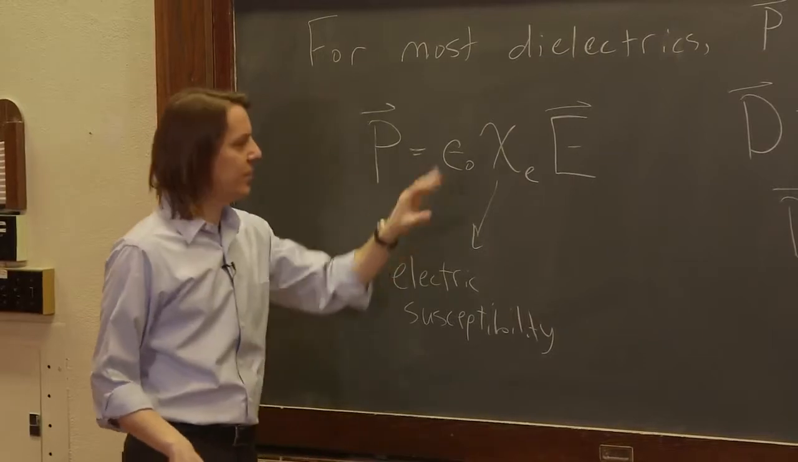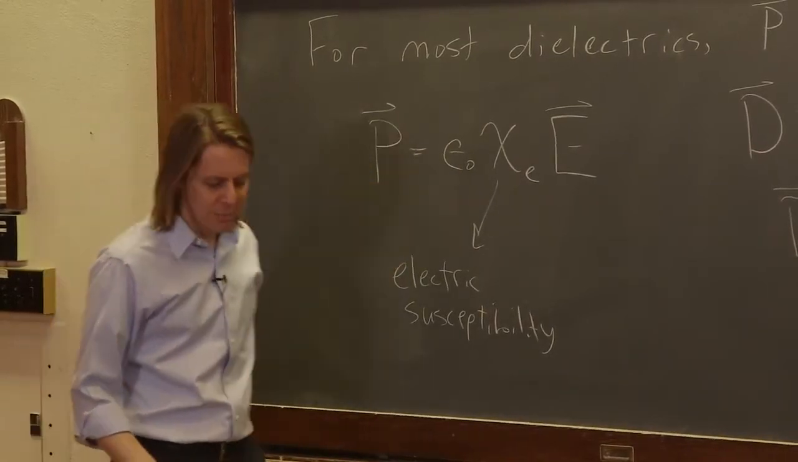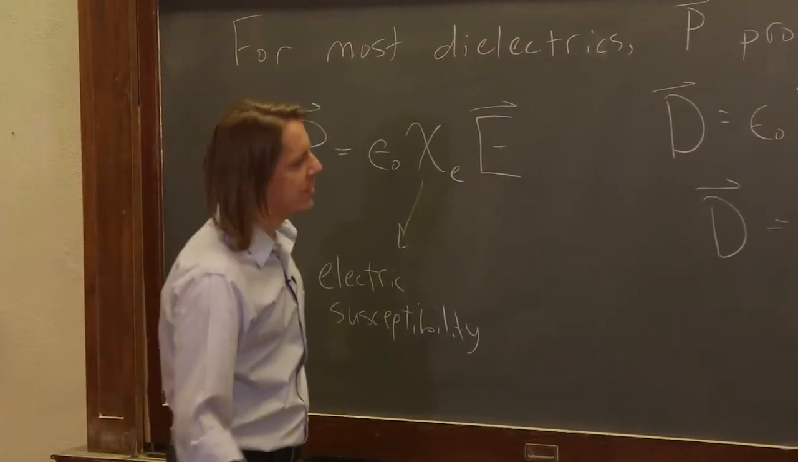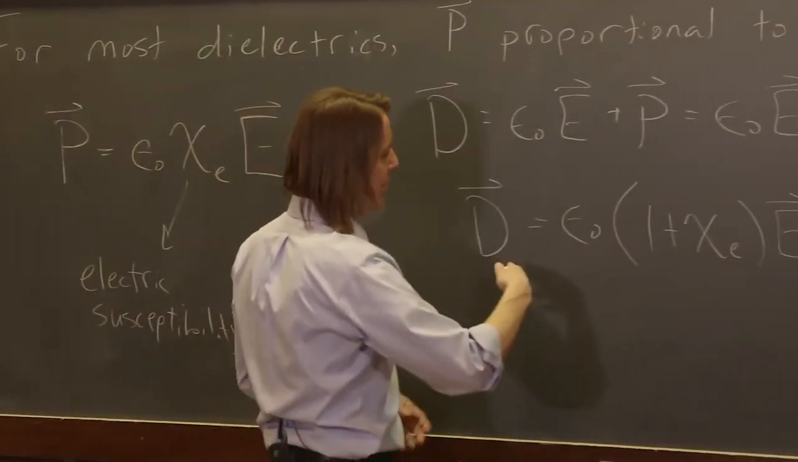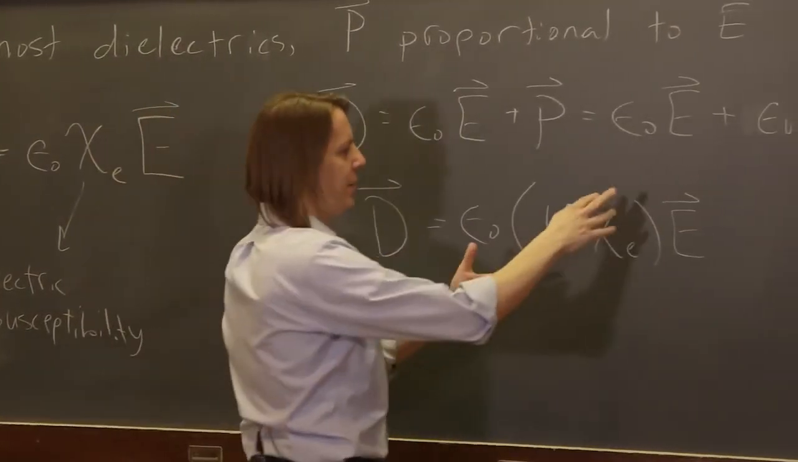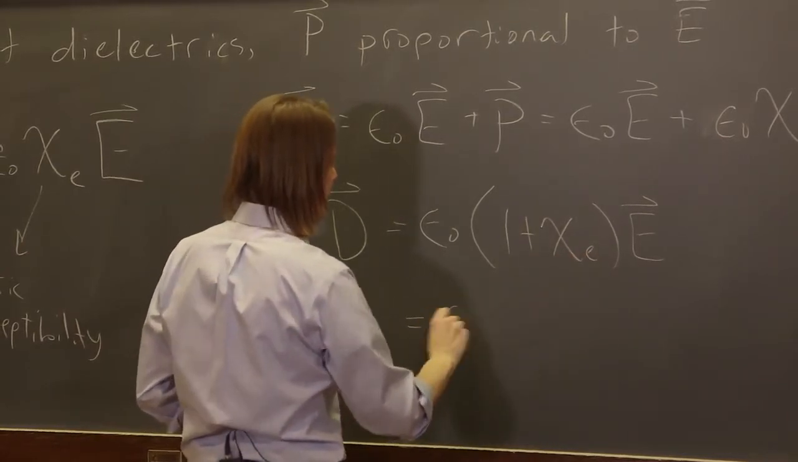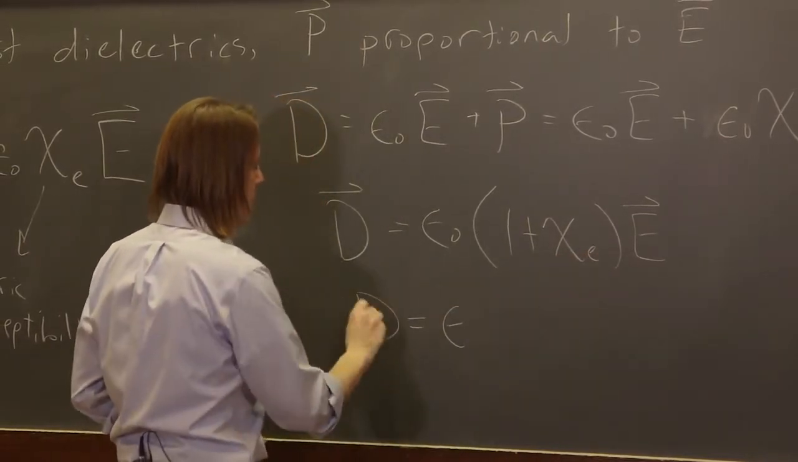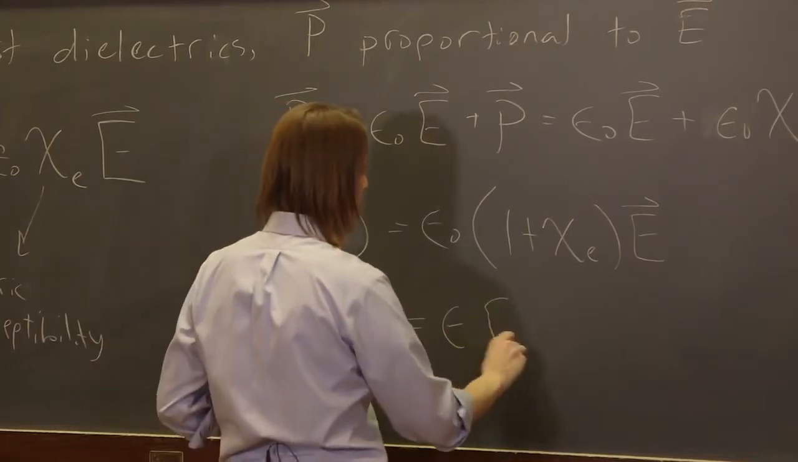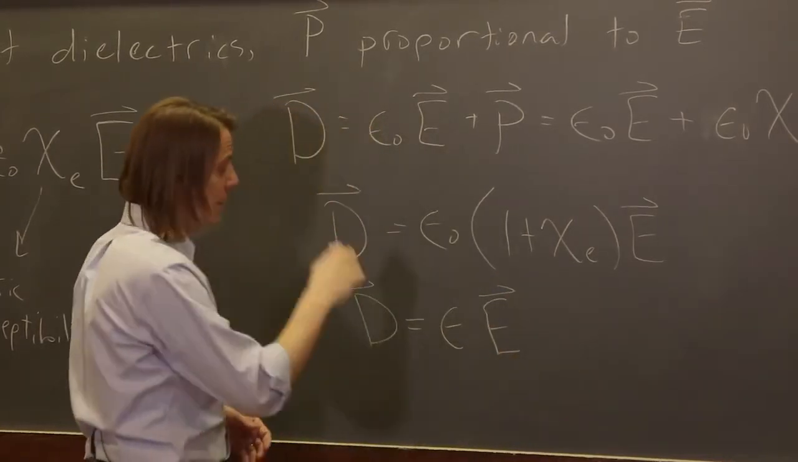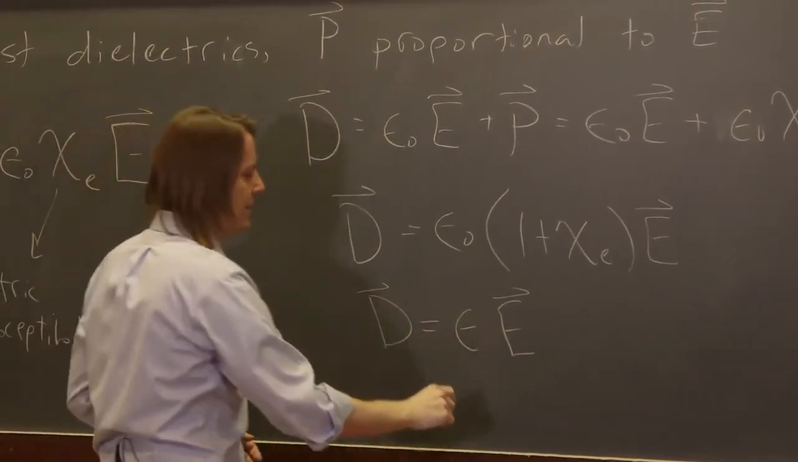That's the electric susceptibility, so that word kind of makes sense. And then also, we have a proportional relationship between the displacement field and the electric field. And then we also give this a different name. This is just epsilon. So there's also a simple proportion between the displacement field and E, and that's just the permittivity.